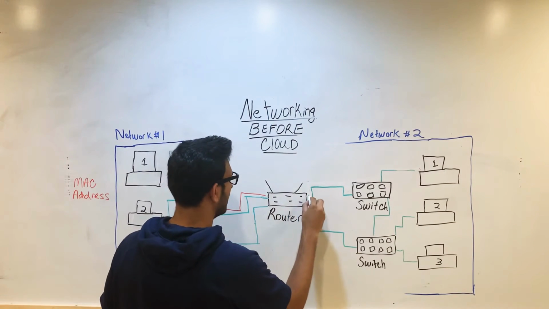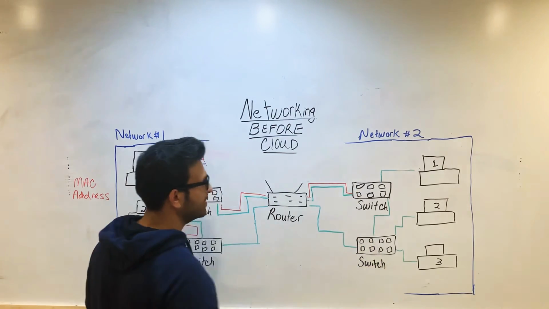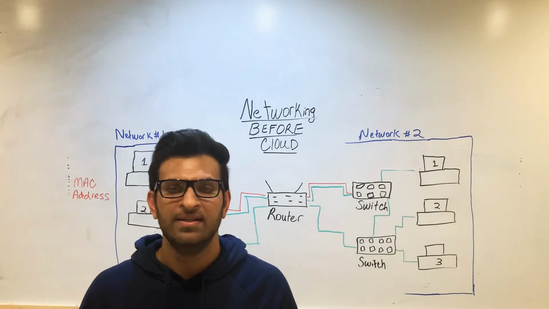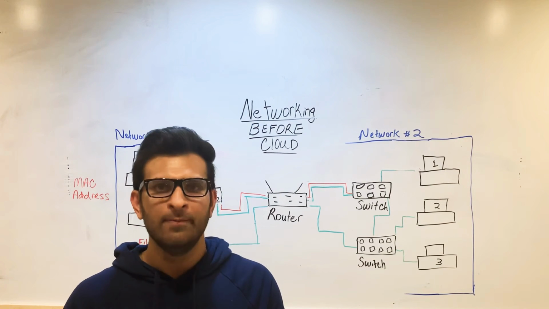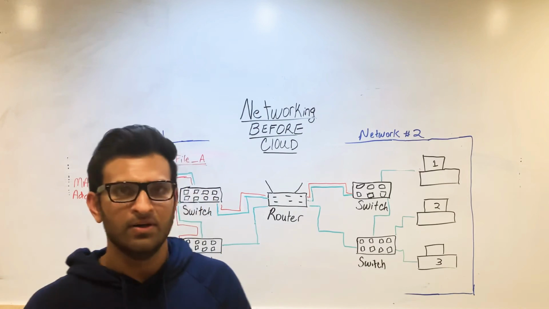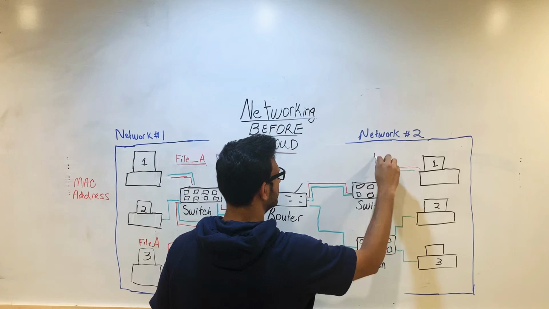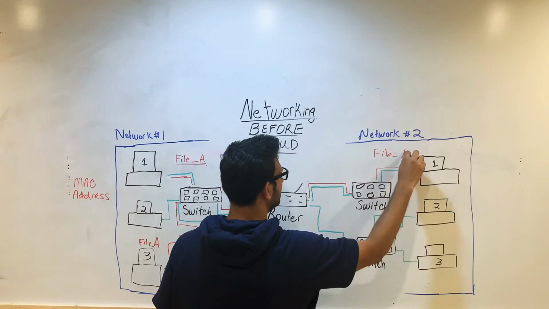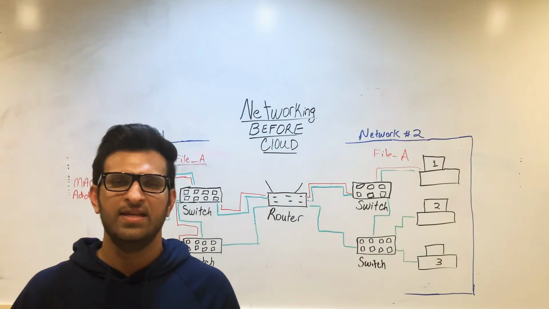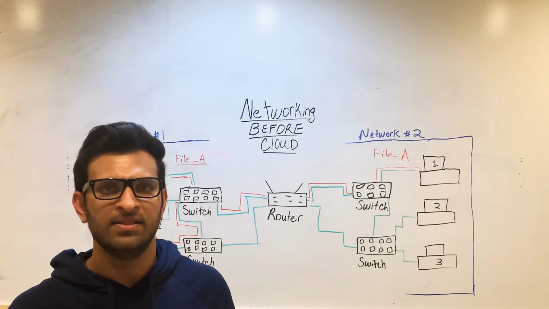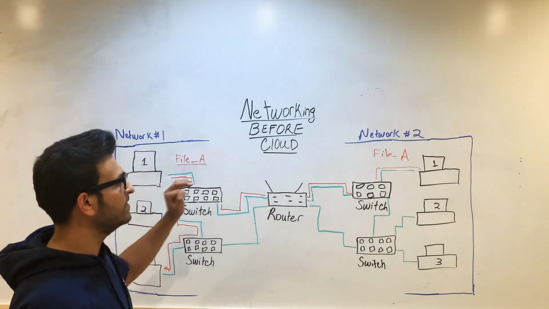So it arrives in network 2. Then the switch in network 2 does the exact same thing. It says, well, let me see if this MAC address matches anything locally. Oh, it does. It matches computer 1. Awesome. And then it travels to computer 1, right? So I hope that kind of gives you an understanding at a high level of what it looks like to send files locally and to send them into a different network.